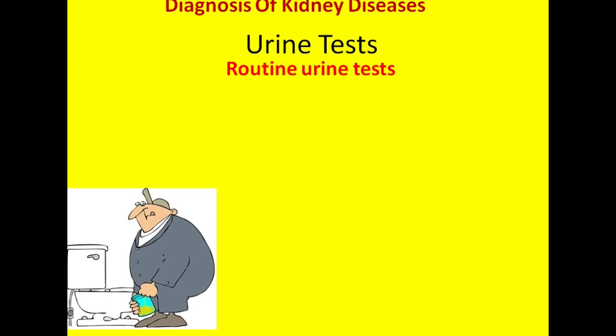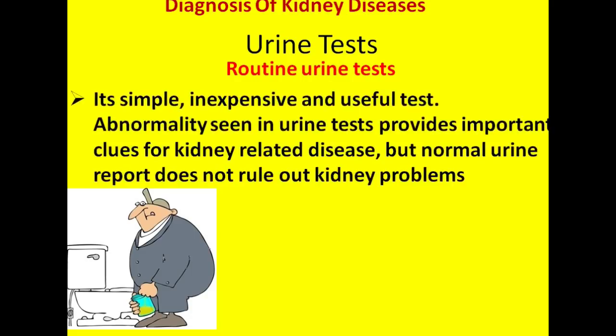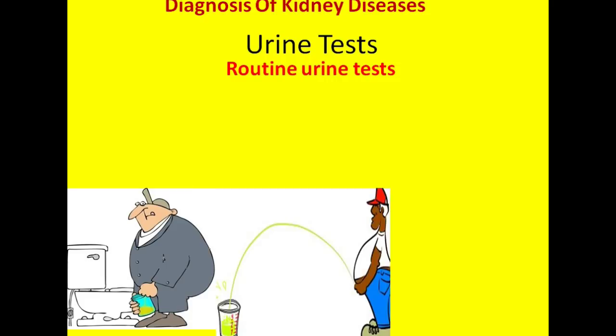If not, first you have to give your urine sample, and this is the most inexpensive and immediately available test, which can be done anywhere, in any small or big lab nearby. But a normal urine report does not rule out kidney problems, but definitely it gives us a clue as to what is happening, and then we may go in for a 24 hour urine collection.